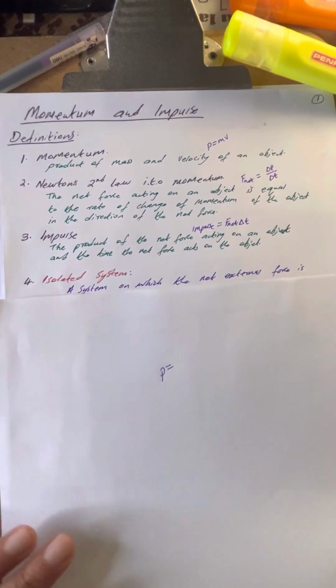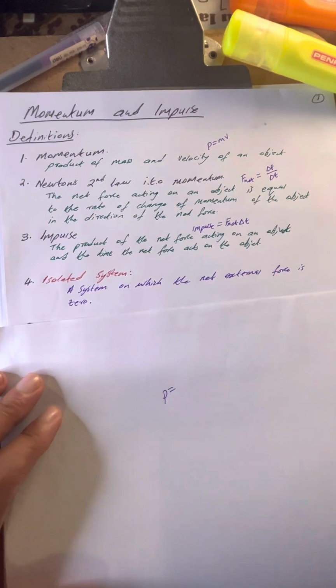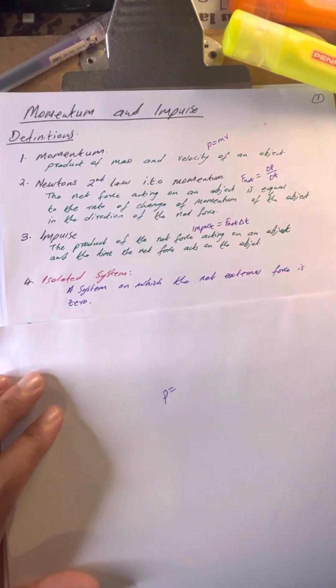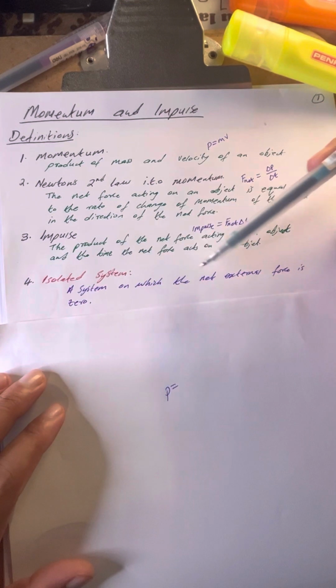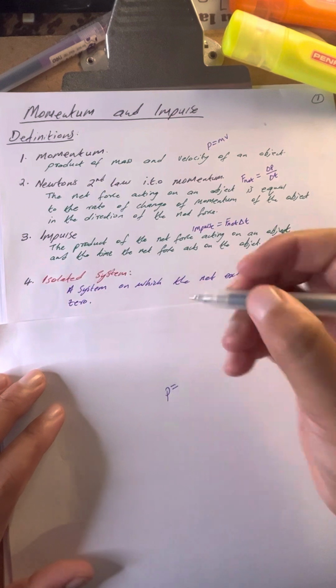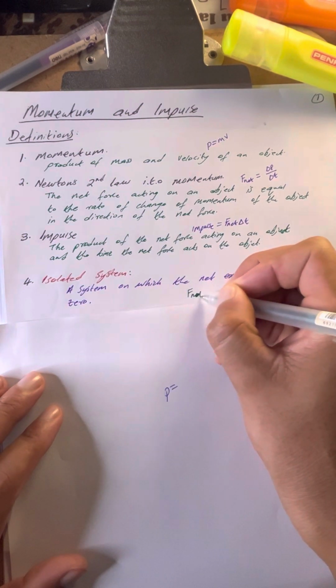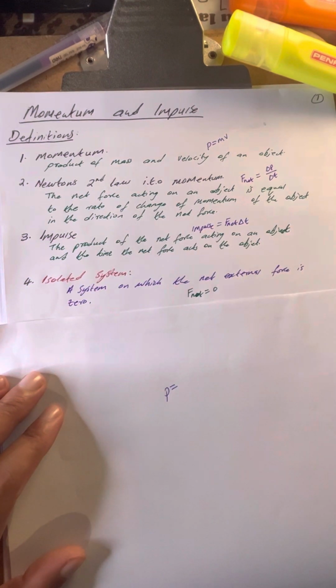Number 4 is not necessarily a definition but an explanation. You are required to know or to explain the term isolated system. In physics, we say it is a system on which the net external force is 0. So F net is 0 in an isolated system.